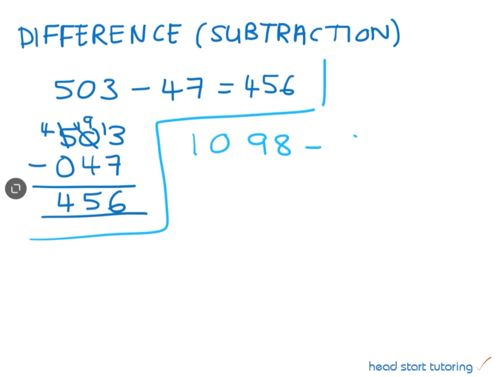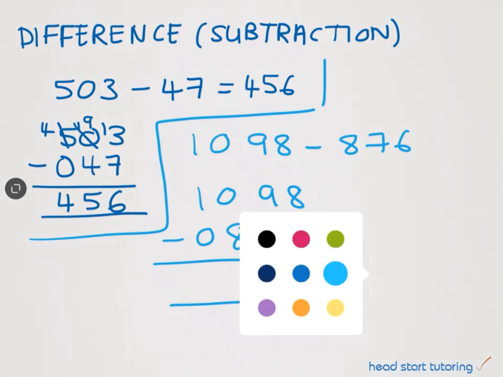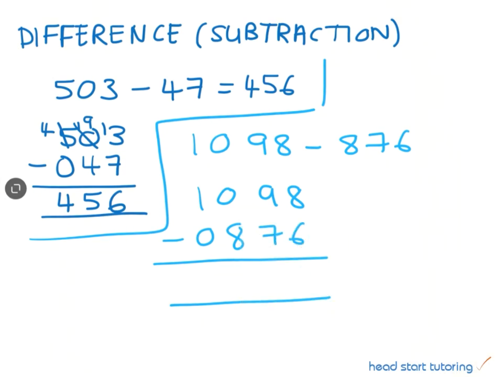If we have a look at another example, let's do 1,098 minus 876. If we do that in our tower sum, 876, we minus, put in your placeholder, and we've got 8 minus 6, which we can do, is equal to 2. 9 minus 7 is also equal to 2. 0 minus 8 we can't do, so we need to borrow from our 1, carry our 1 over to get 10. 10 minus 8 is equal to 2, and 0 minus 0 is equal to 0. So our answer is equal to 222.